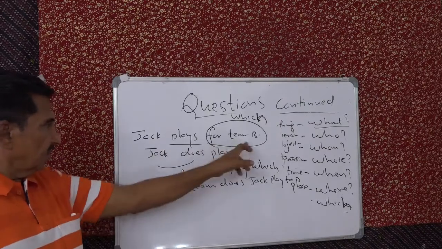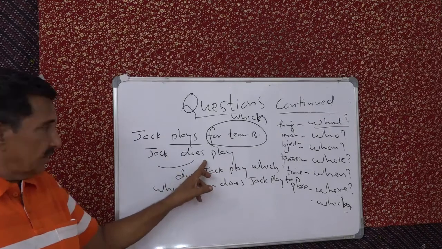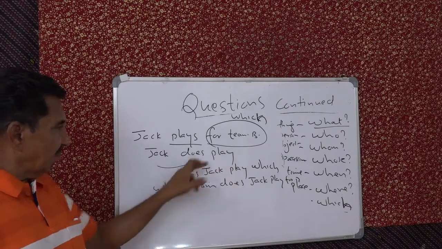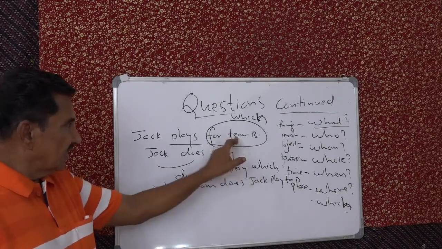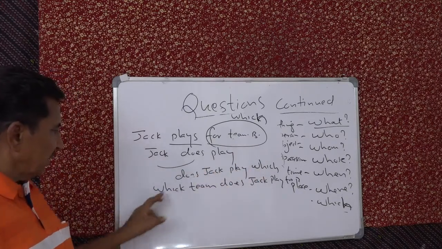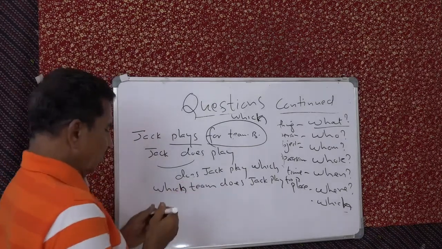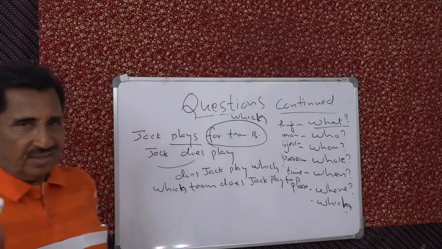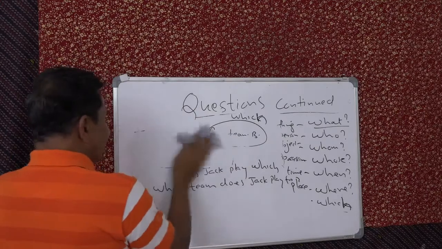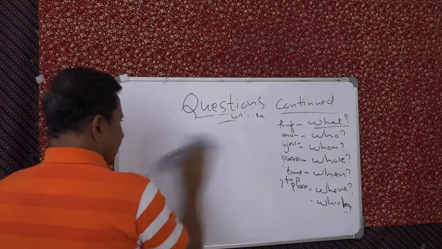Jack plays for team B. To make it a question, plays becomes does play. Jack does play. Does Jack play? Here, instead of this, the question word is brought here. Which team does Jack play? The preposition is used at the end of the question. Is that clear? Okay. Now let us see one more so that it becomes clear to you, isn't it?